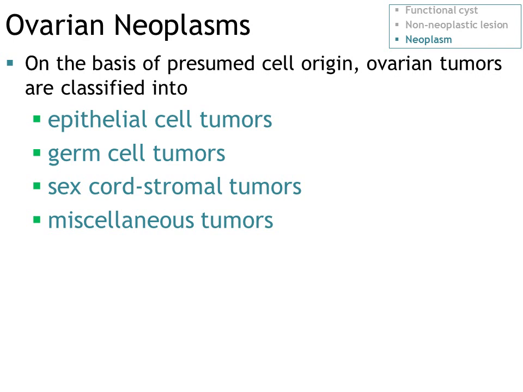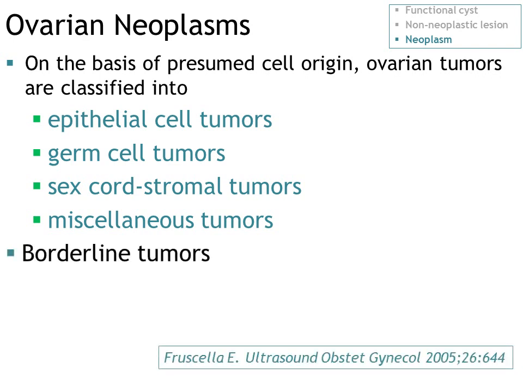Now let's move on to ovarian neoplasm category. On the basis of presumed cell origin, ovarian tumors are classified into epithelial cell tumors, germ cell tumors, sex-cord stromal tumors, and miscellaneous tumors. One thing unique to ovarian neoplasm is that there is a category of borderline tumors in epithelial cell tumor category.